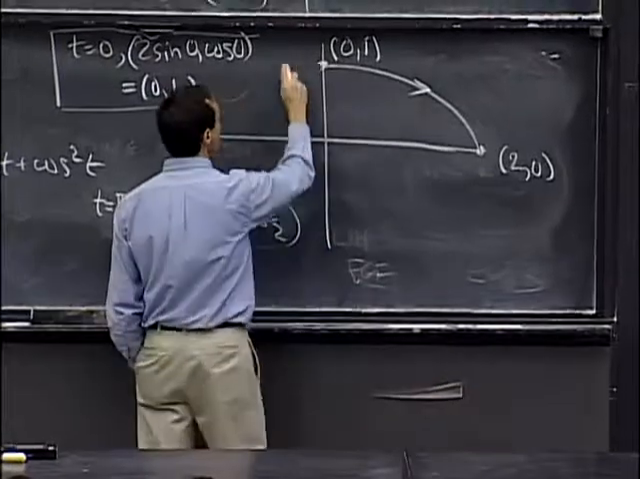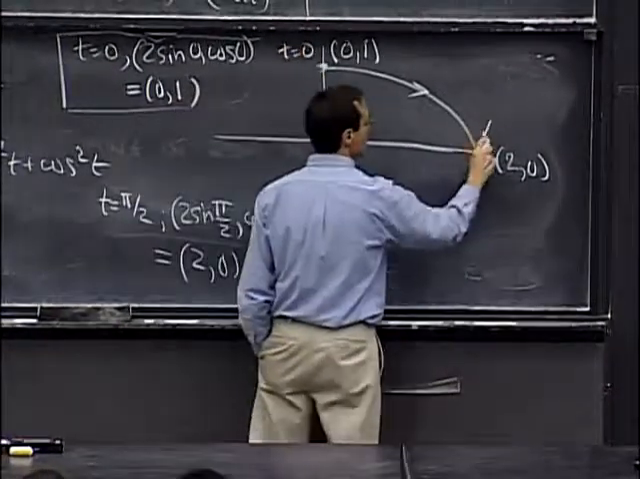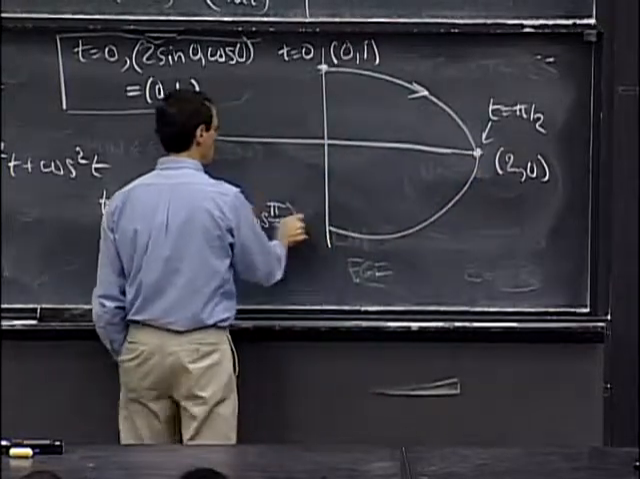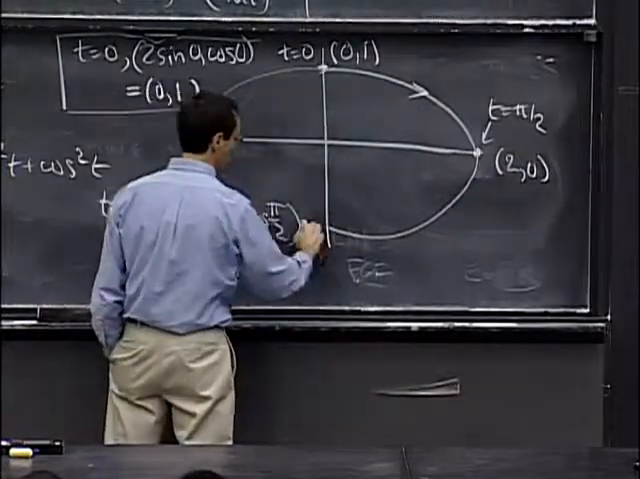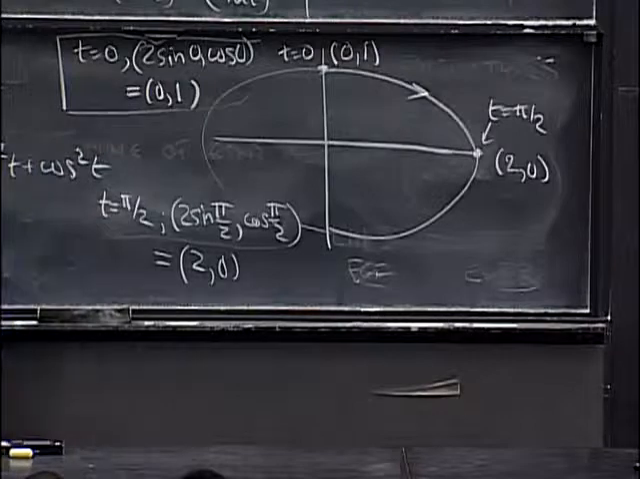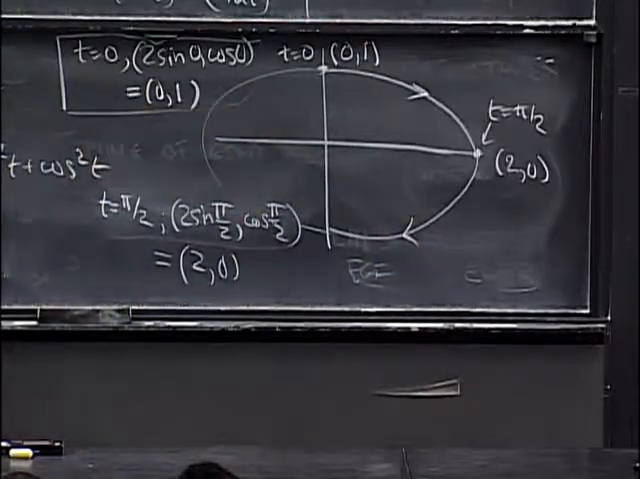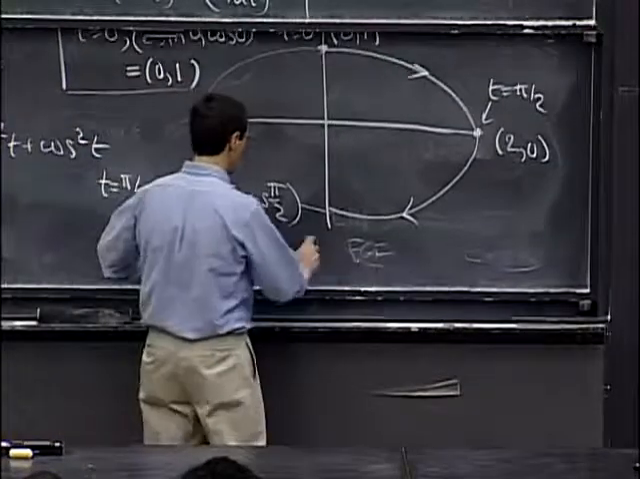All right, so this is what happens at t equals 0. This is where we are at t equals pi over 2, and it continues all the way around, et cetera, to the rest of the ellipse. This is the direction. So this one happens to be clockwise.